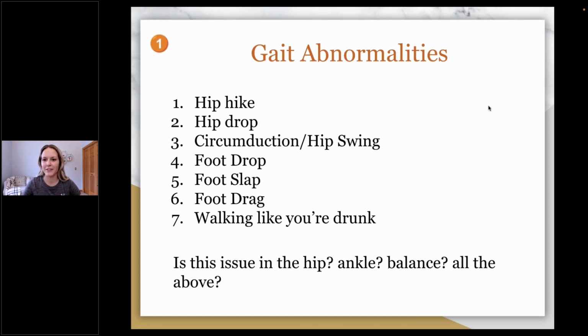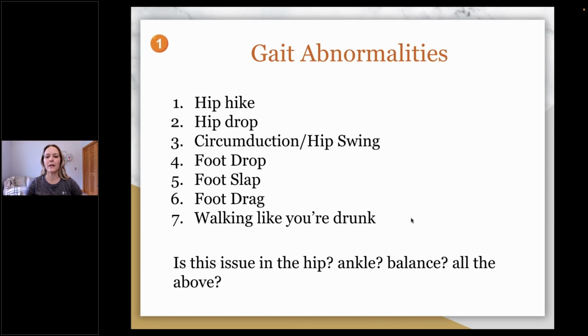Number 7, walking like you're drunk. 5 and 7, 1, 3, 4, 6. Circumduction, knee, oh yeah, knee hyperextension. That's another one that's not on here, but we can definitely talk about all of them. 4, 5, 6. Yeah, okay.